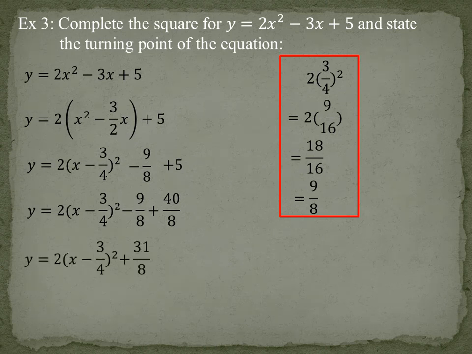And then complete the square. So you should have got 2 bracket x minus 3 over 4 all squared plus 31 over 8. At this point, we've been asked to state the turning point of the equation. Just read it off. It's going to be 3 over 4, signs change, and 31 over 8 for the y coordinate.